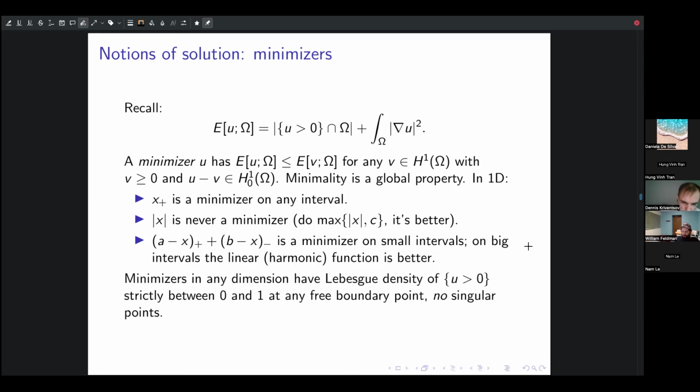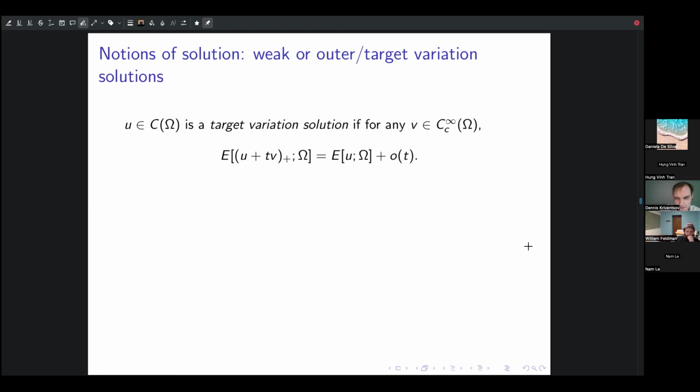Okay, so minimizers only have regular points. They have no singular points, and they are stable under limits, as I mentioned. So this is a great notion of solution. It's stable under limits. It has everything I want, except it's restrictive and it does not include some of the examples that I want to work with. Okay. So if I don't want to do minimizers, what else is available?